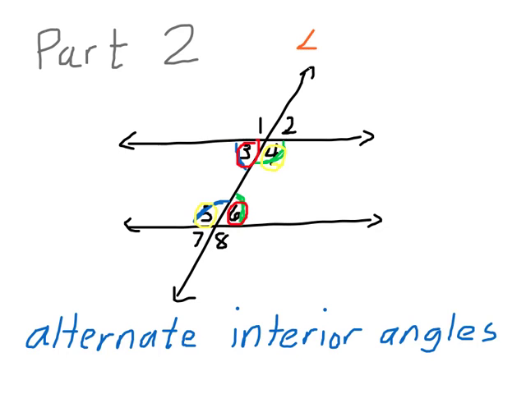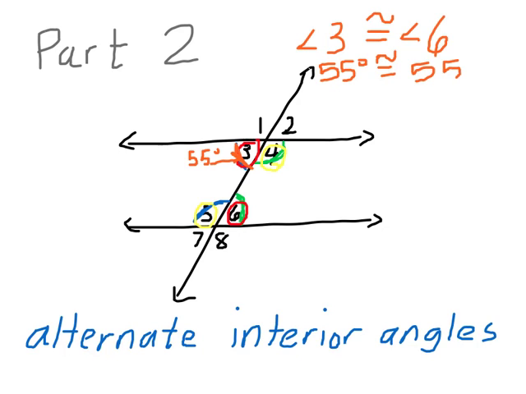So angle 3 is congruent or equal to in value to angle 6. So whatever angle 3 is, angle 6 would be the same thing. So let's just pretend we measured angle 3, and there we find that angle 3 is 55 degrees. So that opening there is 55 degrees. Then, if angle 3 is 55 degrees, and alternate interior angles are congruent or equal, then angle 6 is also going to be 55 degrees.